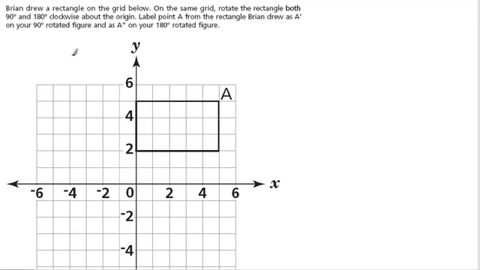Okay, this problem tells us that Brian drew a rectangle on the grid below. So here's that rectangle. On the same grid, rotate the rectangle both 90 and 180 degrees clockwise about the origin. Label point A from the rectangle Brian drew as A prime on your 90-degree rotated figure, and as A double prime on your 180-degree rotated figure.